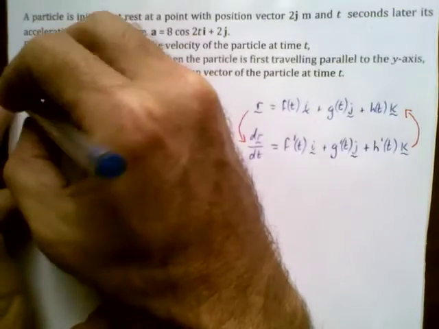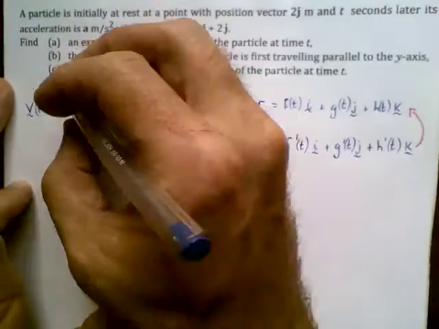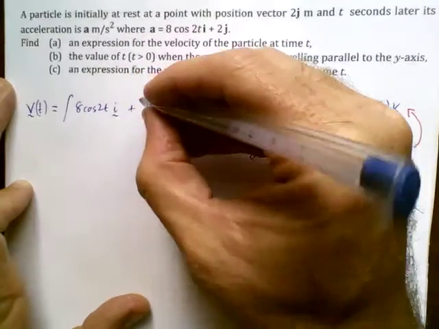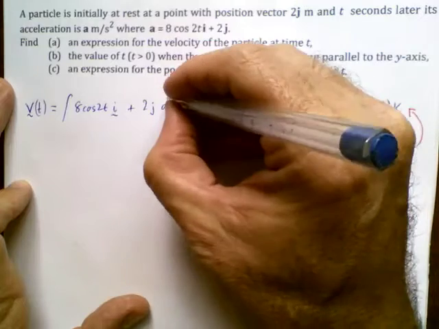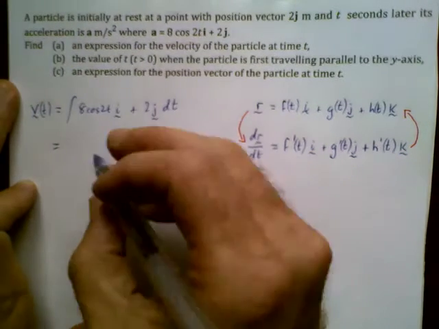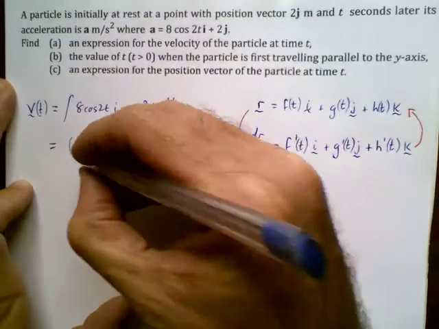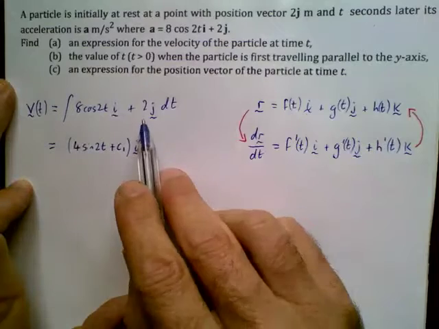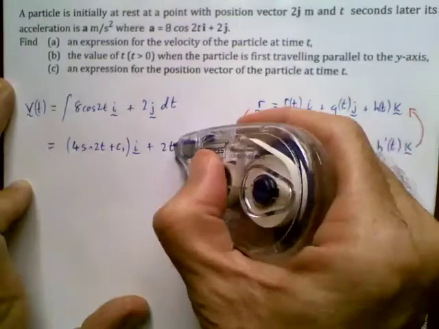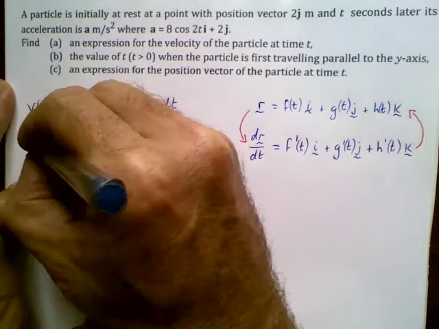So to find our velocity, we can simply integrate the acceleration. So it'll be the integral of 8 cos 2t i plus 2j dt. So integrating this, we can just integrate each of the components separately. So 8 cos 2t will integrate to 4 sine 2t. And don't forget the constant of integration, c1. That's our i component. And integrating 2j, we'll get plus 2t. Whoops, and I forgot the constant of integration there. Let me sort that out. Plus c2 of j. So there's our expression for our velocity.